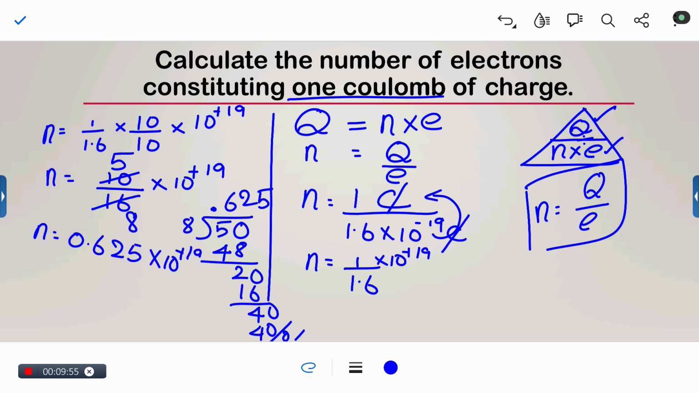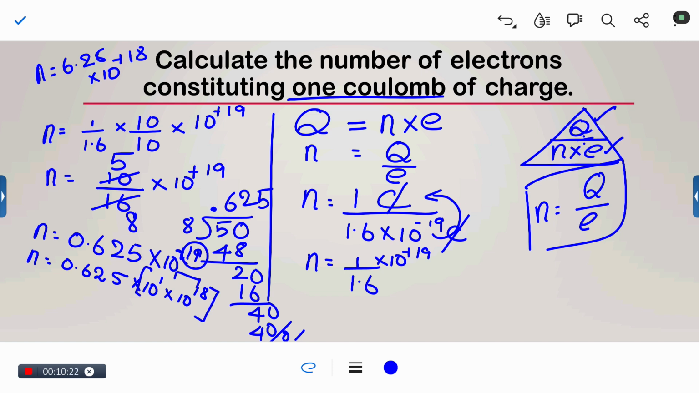But previously I said that N will be equal to 6.25 into 10 to the power of plus 18. So what we did means we split the power into two parts. Having split this, N is equal to 0.625 into 10 to the power of 1 into 10 to the power of 18. As per the exponent rule, if the base is common, we can add the powers. 18 plus 1, again it's going to be 19. So there won't be any change.